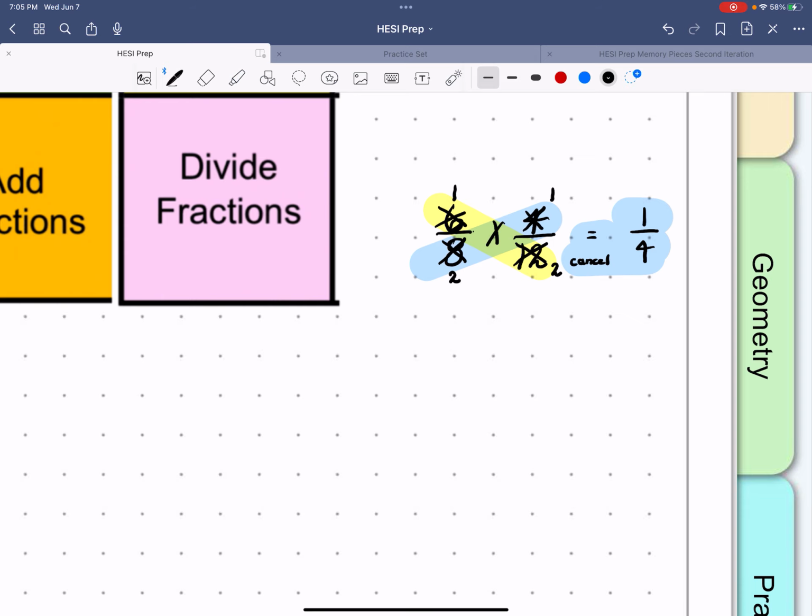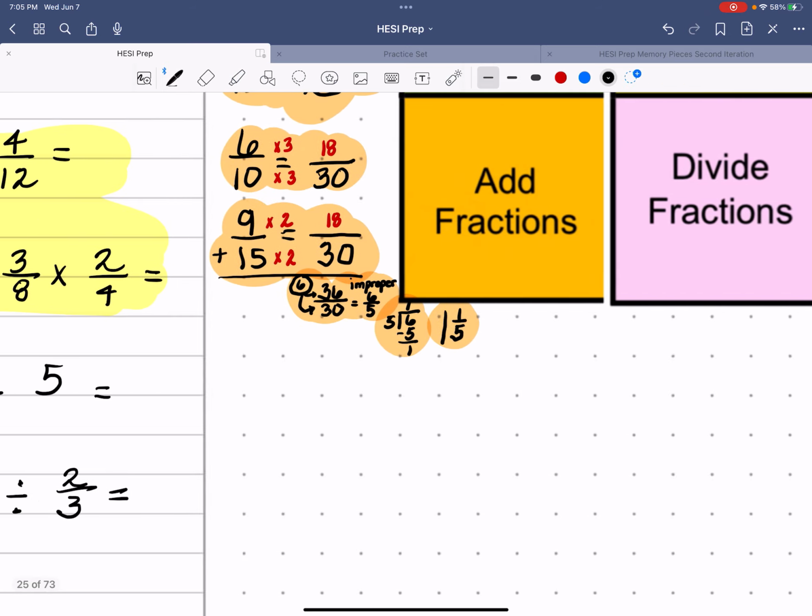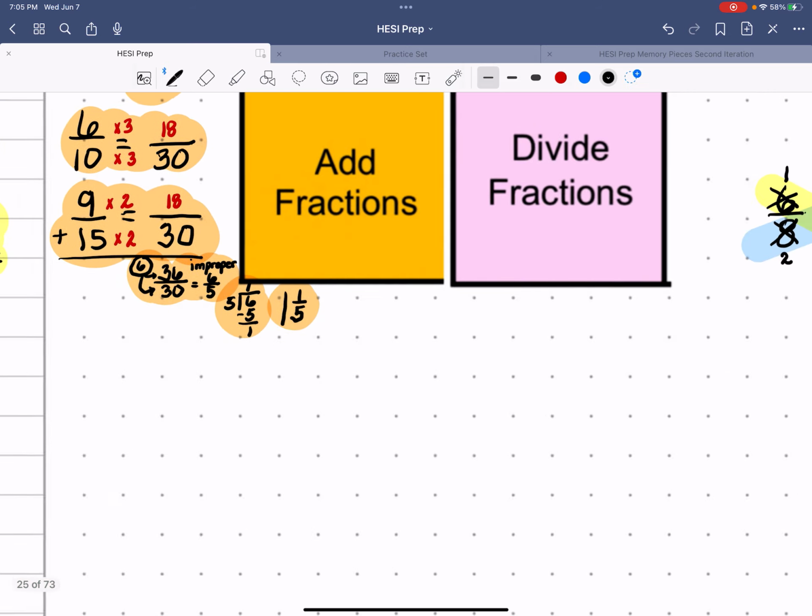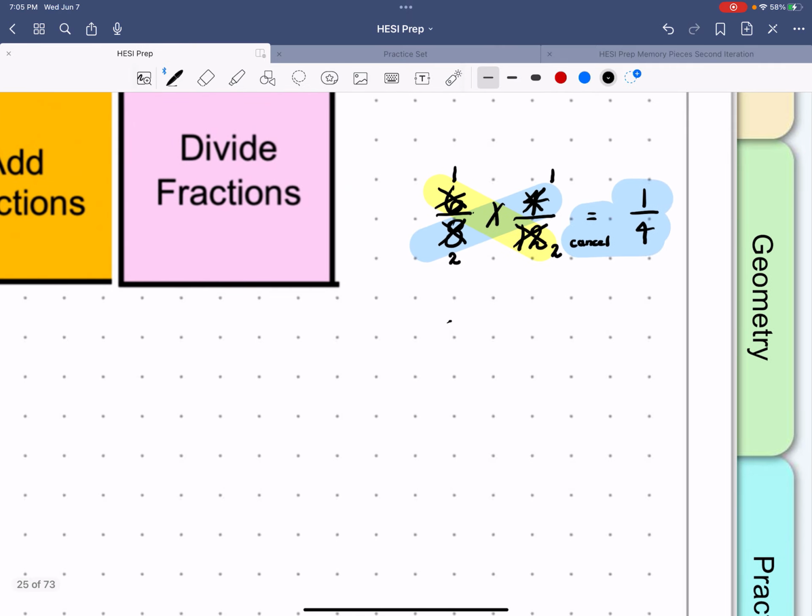Okay, to do the longer one, we have 4/5, 3/8, and 2/4. So we're going to multiply. We need them written horizontally.